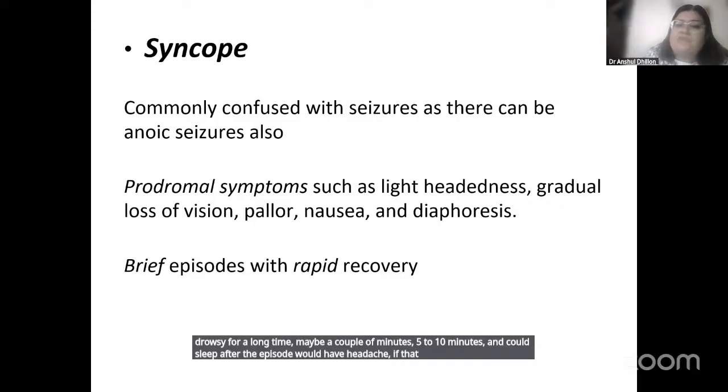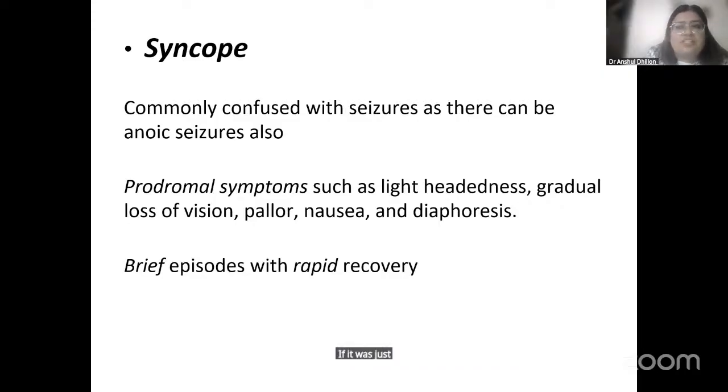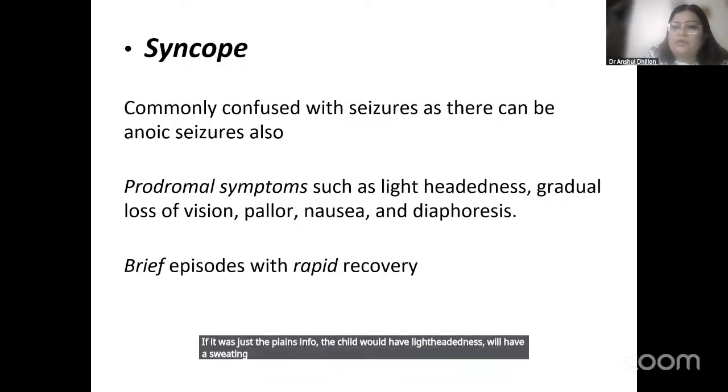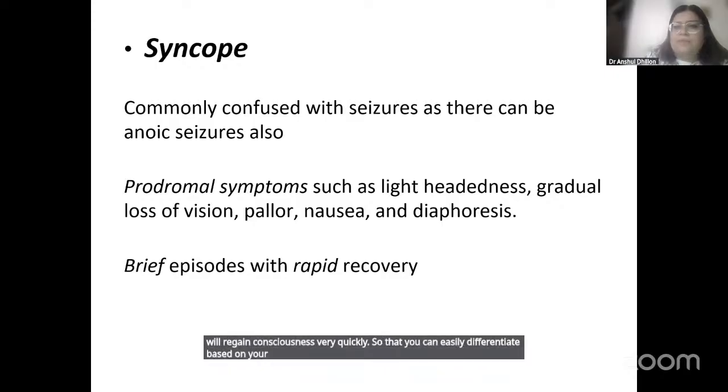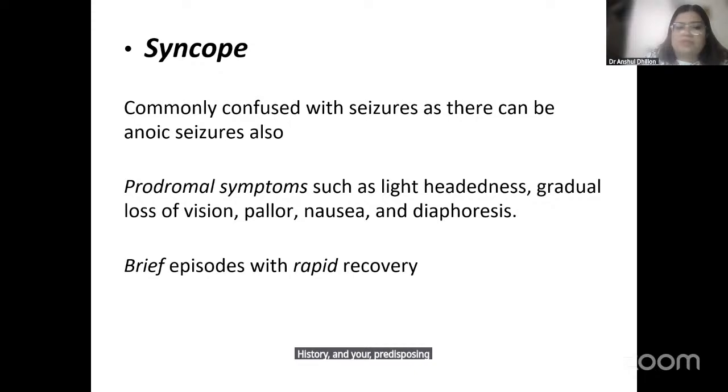would have headache if that was a seizure. If it was just a plain syncope, the child would have lightheadedness, will have sweating, pallor, nausea, a slightly muffled sound, will not be able to see clearly, will fall down on the ground, and following that will regain consciousness very quickly. So you can easily differentiate based on your clinical history and your predisposing or prodromal symptoms.